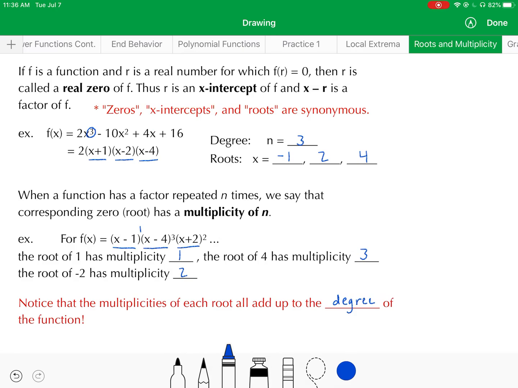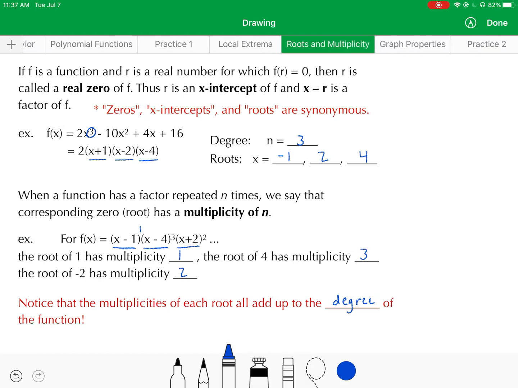Okay? So if I add up the multiplicities of 1, 2, and 3 from the previous example, that's a total of 6. That means this function is going to have a degree of 6 to it. All right, now how does this relate to graphs?